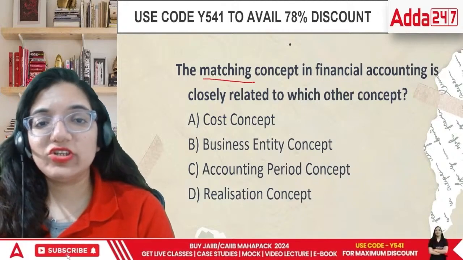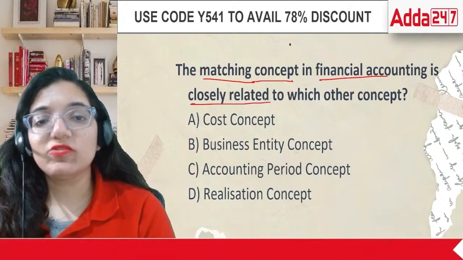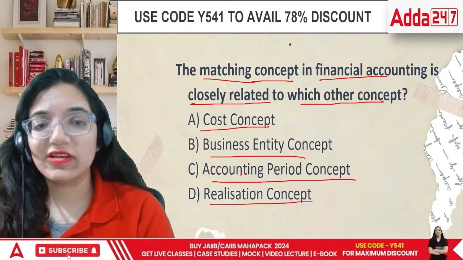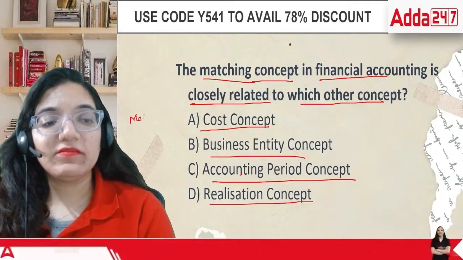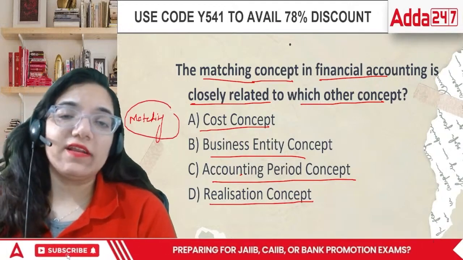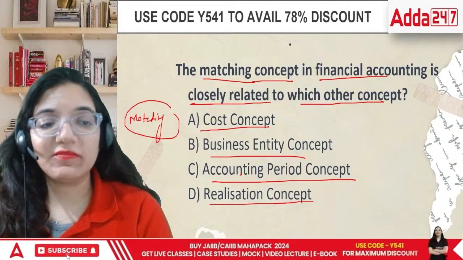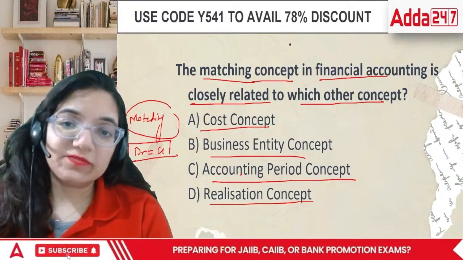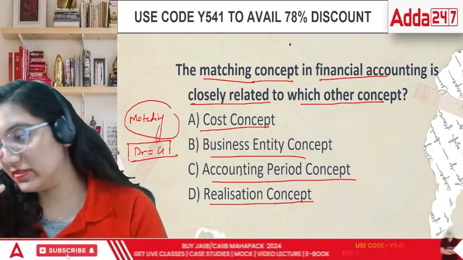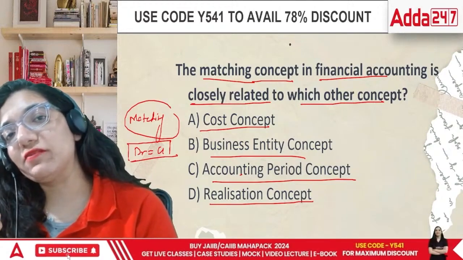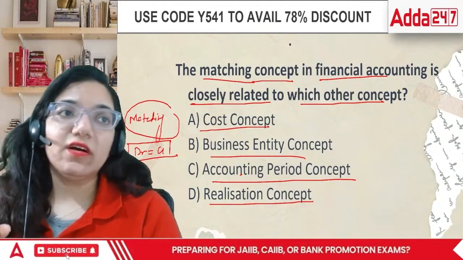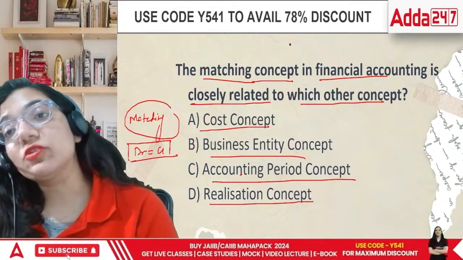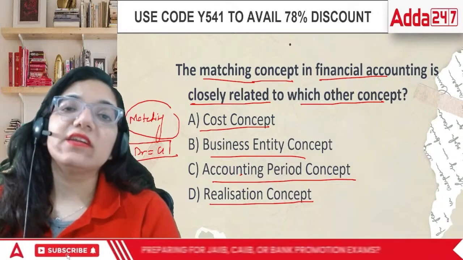Next point, the matching concept in financial accounting is closely related to which other concept? Cost concept, business entity concept, accounting period, or realization. Most of the people looking at the matching concept normally tell me, "Ma'am, this must be debit is equal to credit." Now, it is not. Matching concept says if you earn this year, that's because you are making expenses this year. If I'm making any earnings this year, that's because I'm spending on Wi-Fi, on my phone, on the equipments, on so many things. So whatever amount I'm spending this year to earn the income of this year is included in the matching concept.